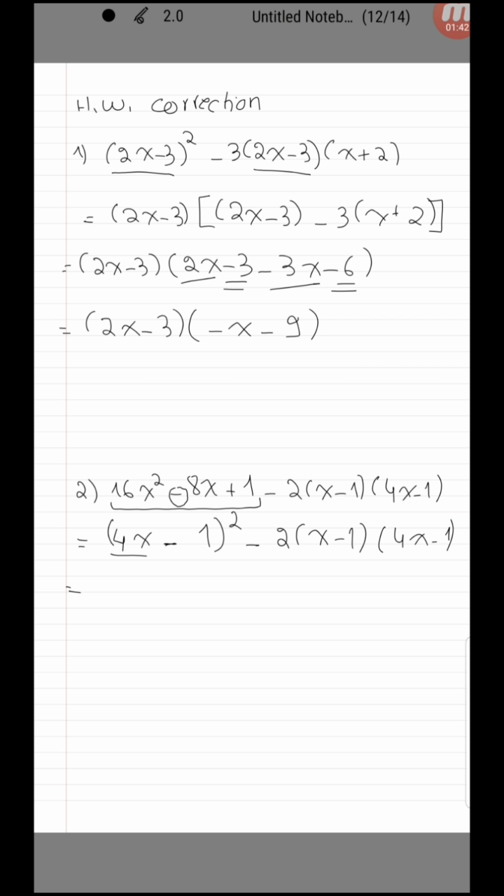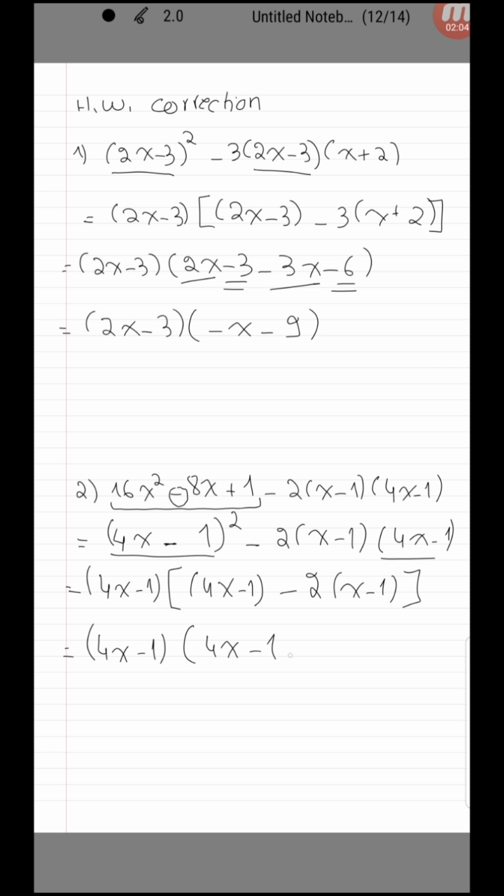Now 4x minus 1 is a common factor. And I open the brackets. I divide. Minus 1 minus 2x minus 1. Now 4x minus 1, I expand inside the brackets. 4x minus 1 minus 2x plus 2 equals 4x minus 1. 4x minus 2x is 2x, minus 1 plus 2 is plus 1.